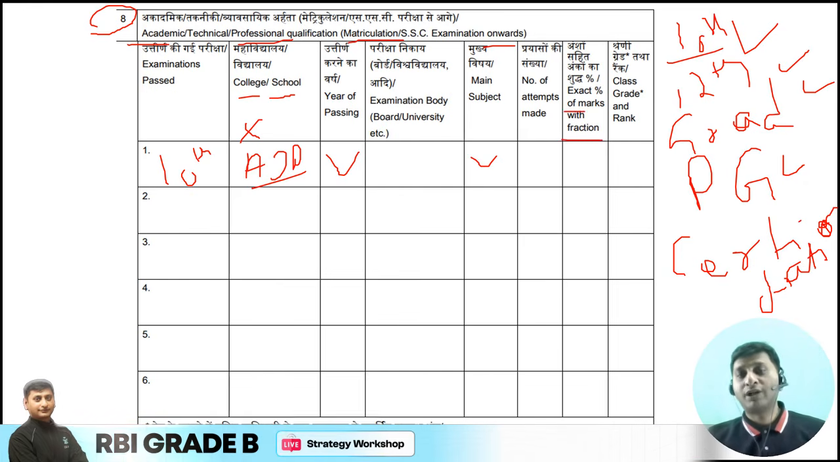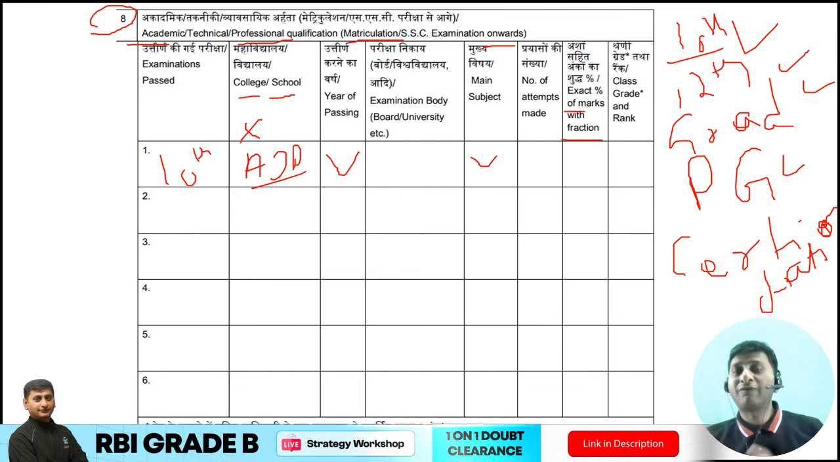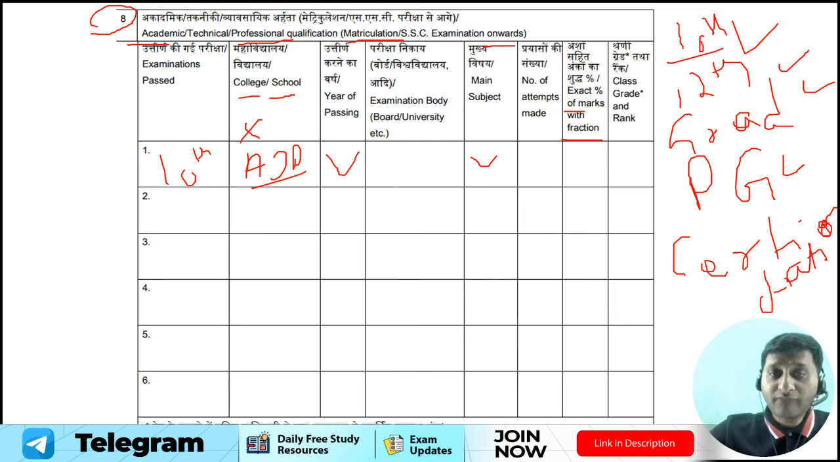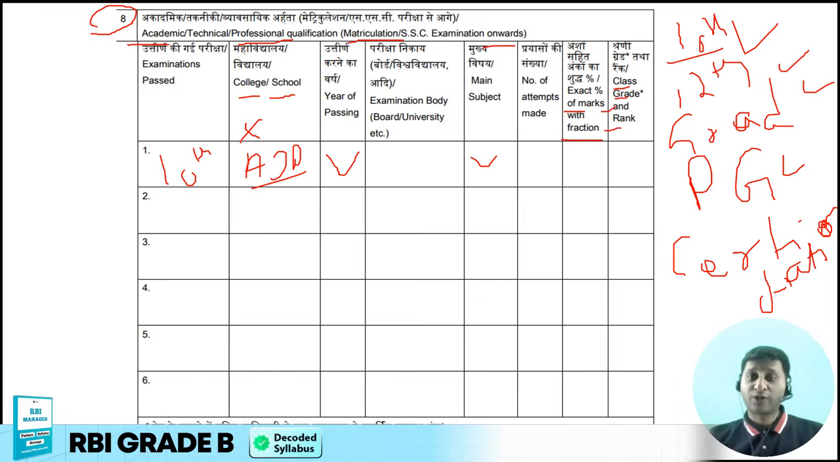This is very, very important because many a times we round off our marks. Say I have 78.4 marks, I would write 78%. That is wrong. You have to mention up to two decimal points, say 78.40, 78.42, like that. And then class grade and rank. So if you are given any class grade, CGPAs or rank, you can mention it here.